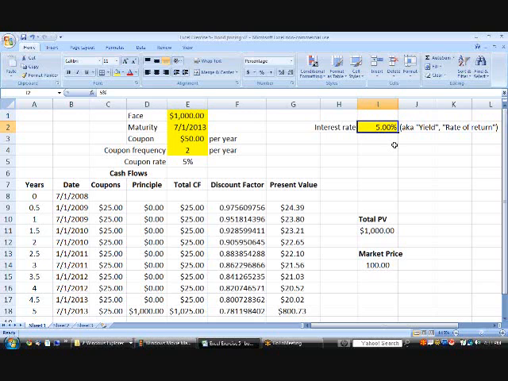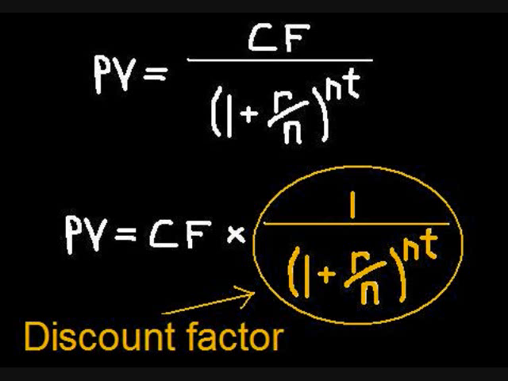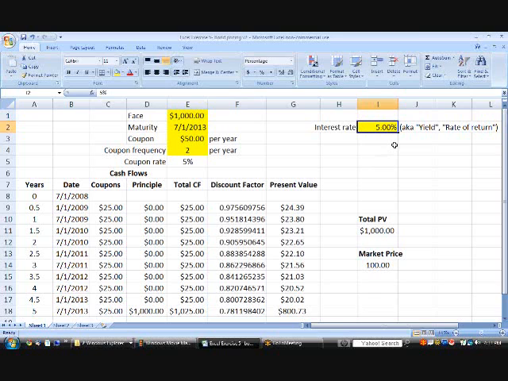So what's happening here? As the interest rate goes up, the denominator of that equation on the board gets bigger, and so it makes the fraction smaller. It makes the present value therefore smaller. So each of these present values should go down. The sum of the present values should go down, which means the market price of the bond should go down.